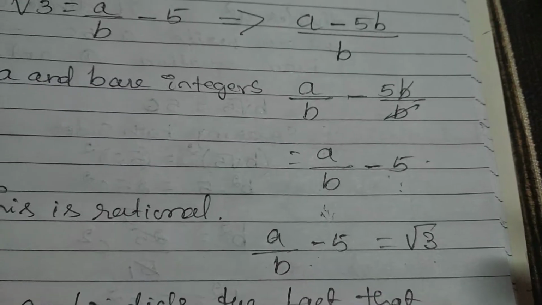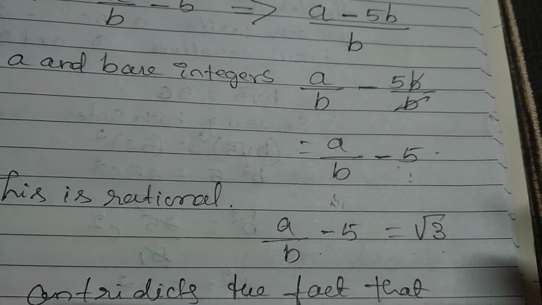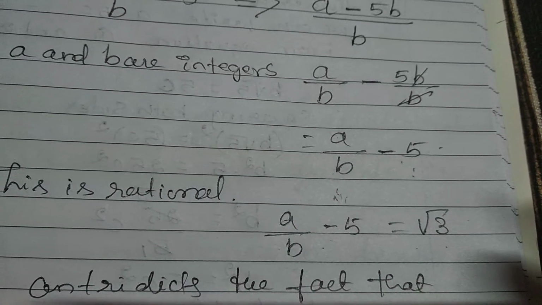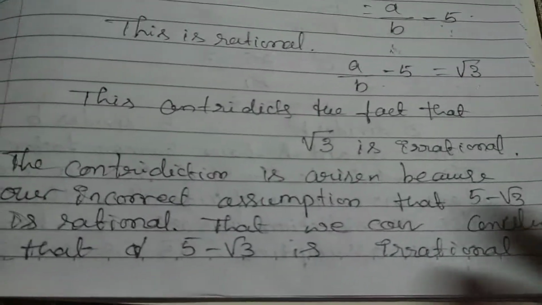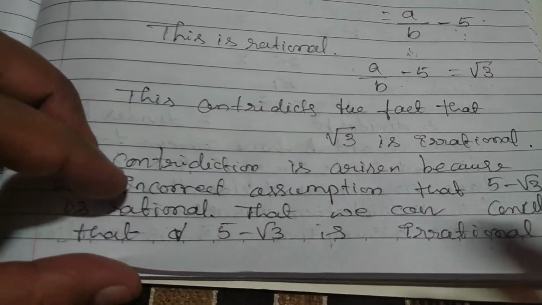So here root 3 is irrational, but a by b minus 5 is rational. So this contradicts the fact that root 3 is irrational. So the contradiction arises because of our incorrect assumption that 5 minus root 3 is rational, so we can conclude that 5 minus root 3 is an irrational number. This is how we are going to prove.